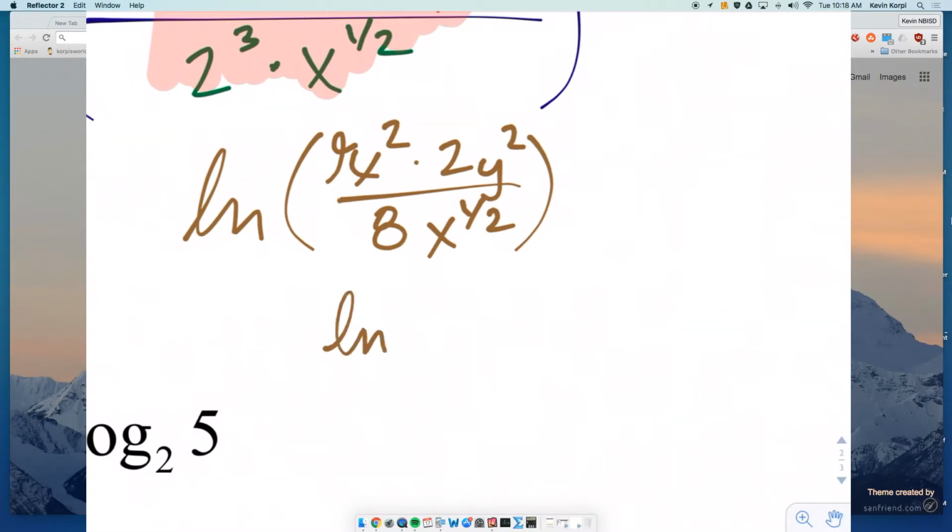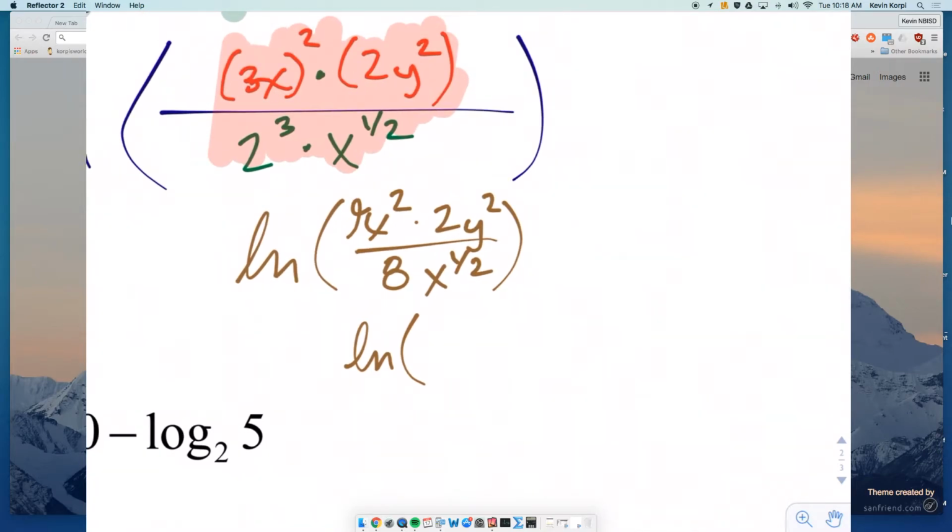Now what you should do is have one representative factor of each type. One x factor, one y factor, and one numeric factor, either in the top and bottom or just in the top or the bottom. Let's go ahead and combine the numbers first. I have a 9, a 2, and an 8. Now remember, you could go straight across and go 9 times 2 and get 18. Then 18 over 8 simplifies to something.